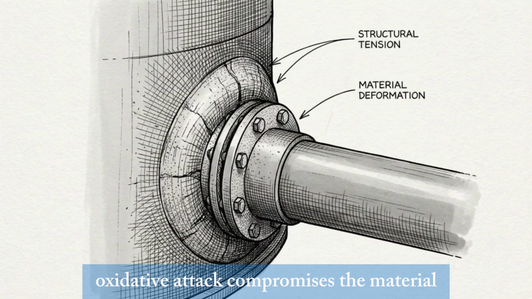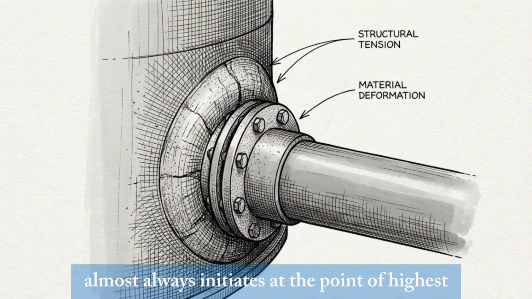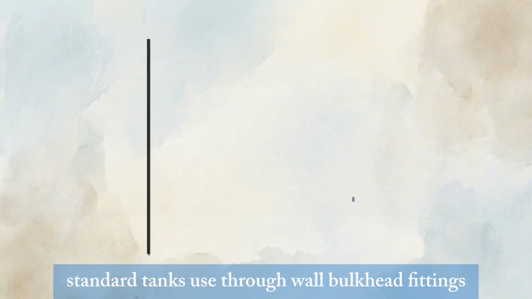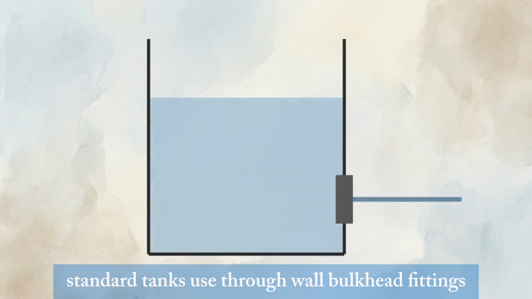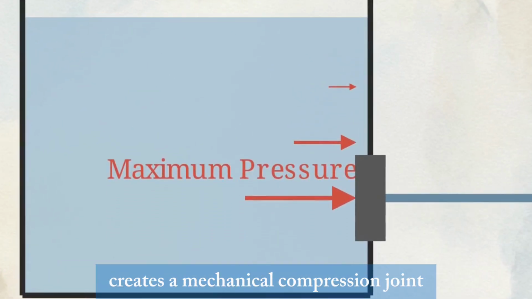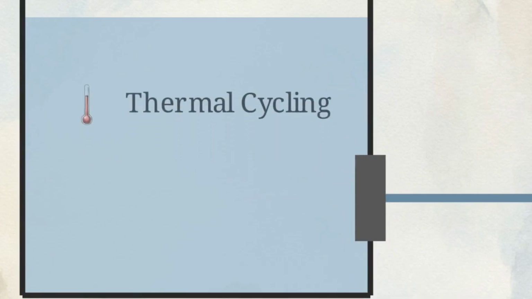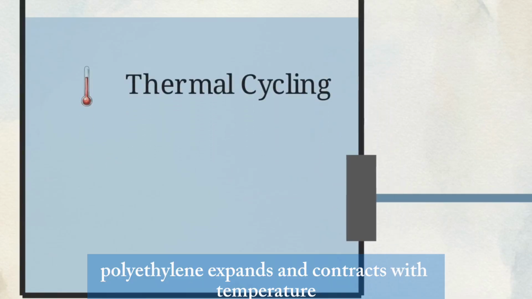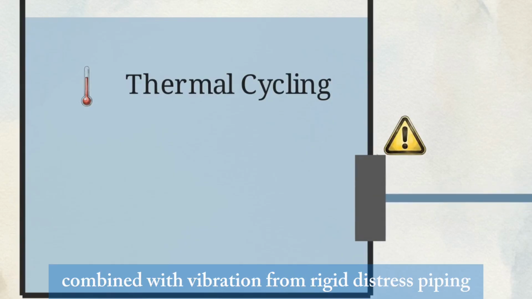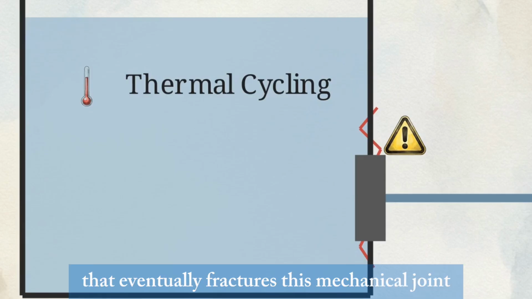Oxidative attack compromises the material, but the actual rupture almost always initiates at the point of highest physical stress, the lower sidewall. Standard tanks use through-wall bulkhead fittings. Punching a hole through the base of the sidewall creates a mechanical compression joint exactly where the internal hydrostatic pressure is at its maximum. Polyethylene expands and contracts with temperature. That thermal cycling, combined with vibration from rigid discharge piping, creates constant bending stress that eventually fractures this mechanical joint.